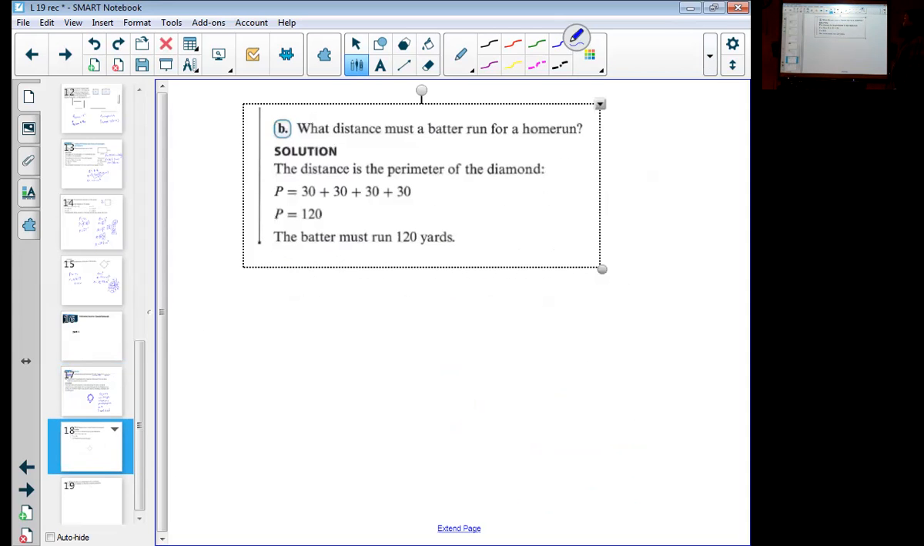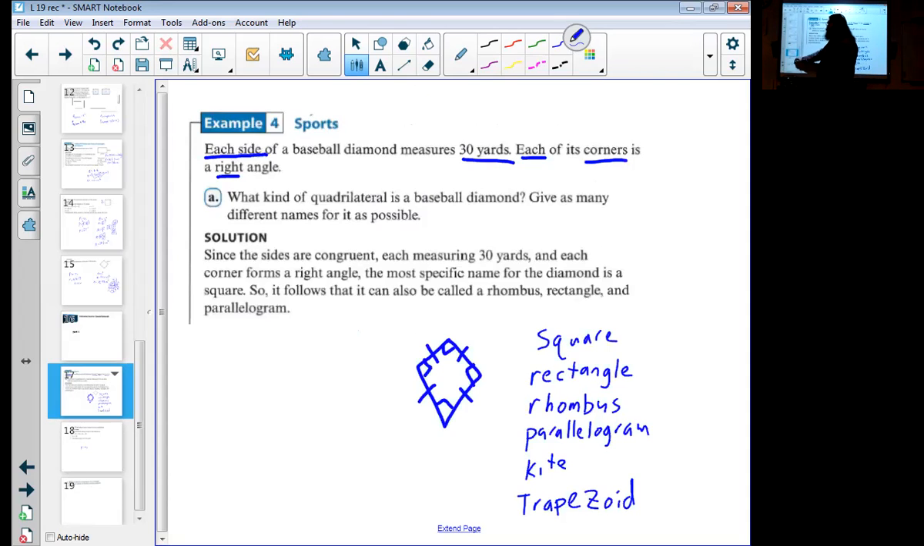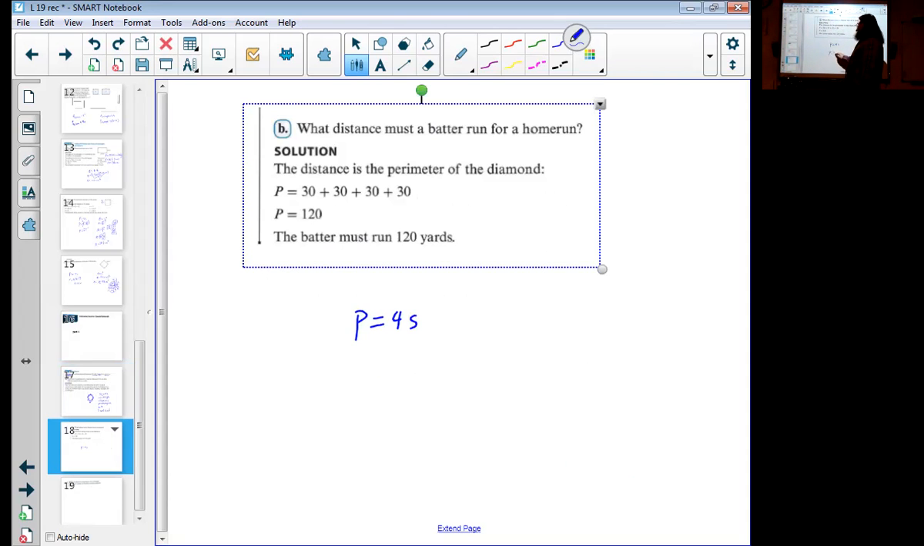What distance must a batter run for a home run? So a home run means you run all the way around all 4 bases. No, 3 bases and home plate. So the distance a batter must run for that home run, well, it's a square. So perimeter is equal to 4 times the side. Well, if we go back here, we can see that the side length is 30 yards. So that means that the perimeter is equal to 4 times 30. 4 times 30 is 120. And I believe that's 120 yards.